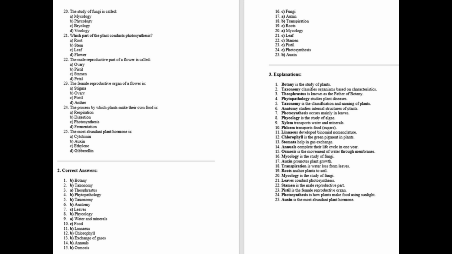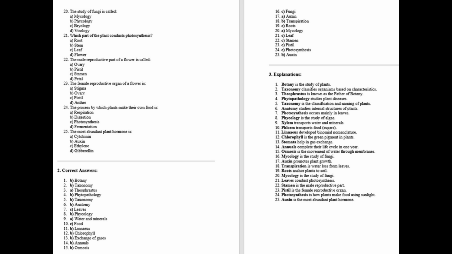Flowers. The study of fungi is called A. Mycology, B. Phycology, C. Bryology, D. Virology. Which part of the plant conducts photosynthesis? A. Root, B. Stem, C. Leaf, D. Flower.